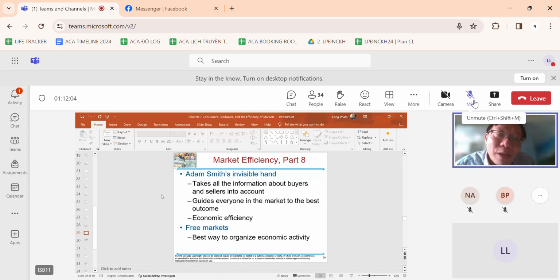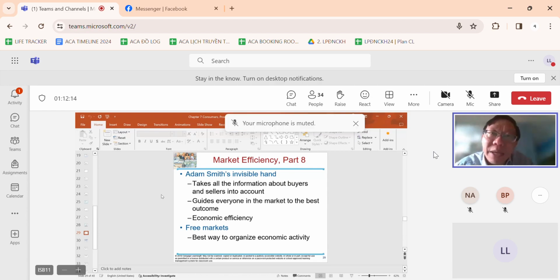That's what we say from theory. In real life, for example, some sector or industry in a country, if they want to compete with an MNC, a multinational company, they must need support from the government.